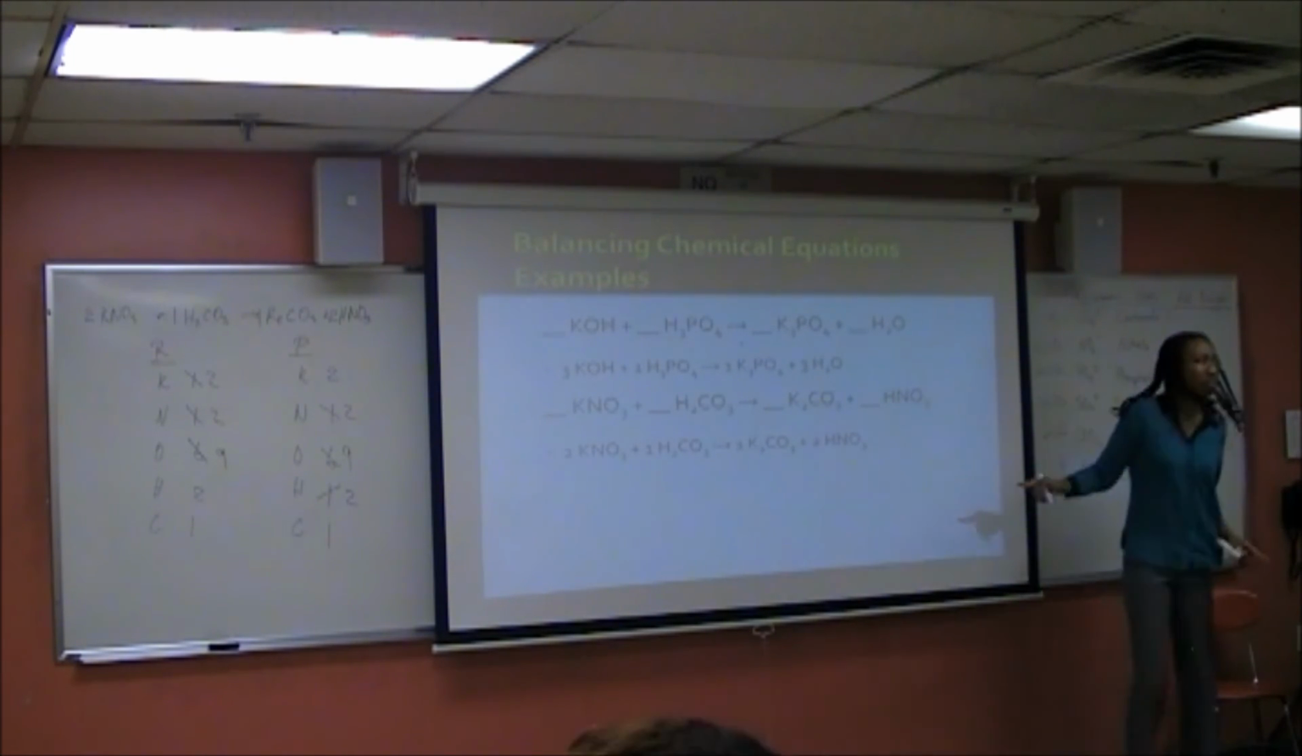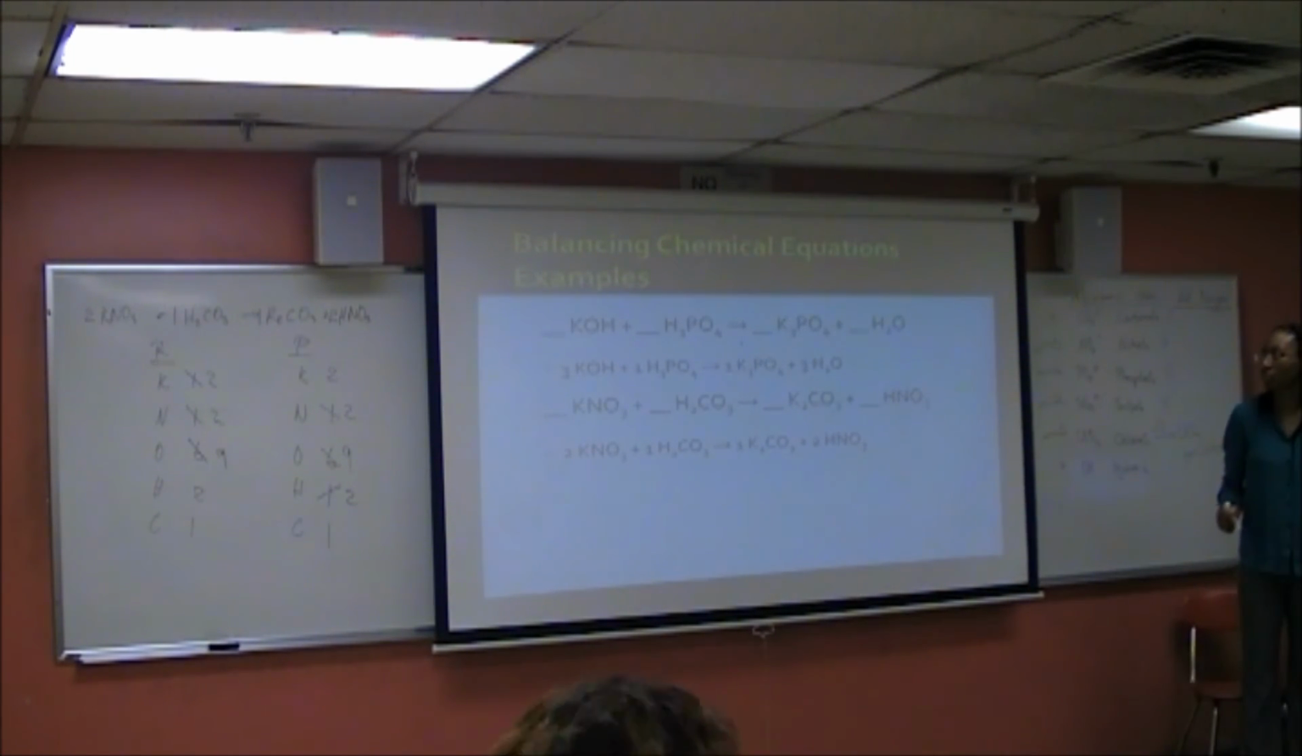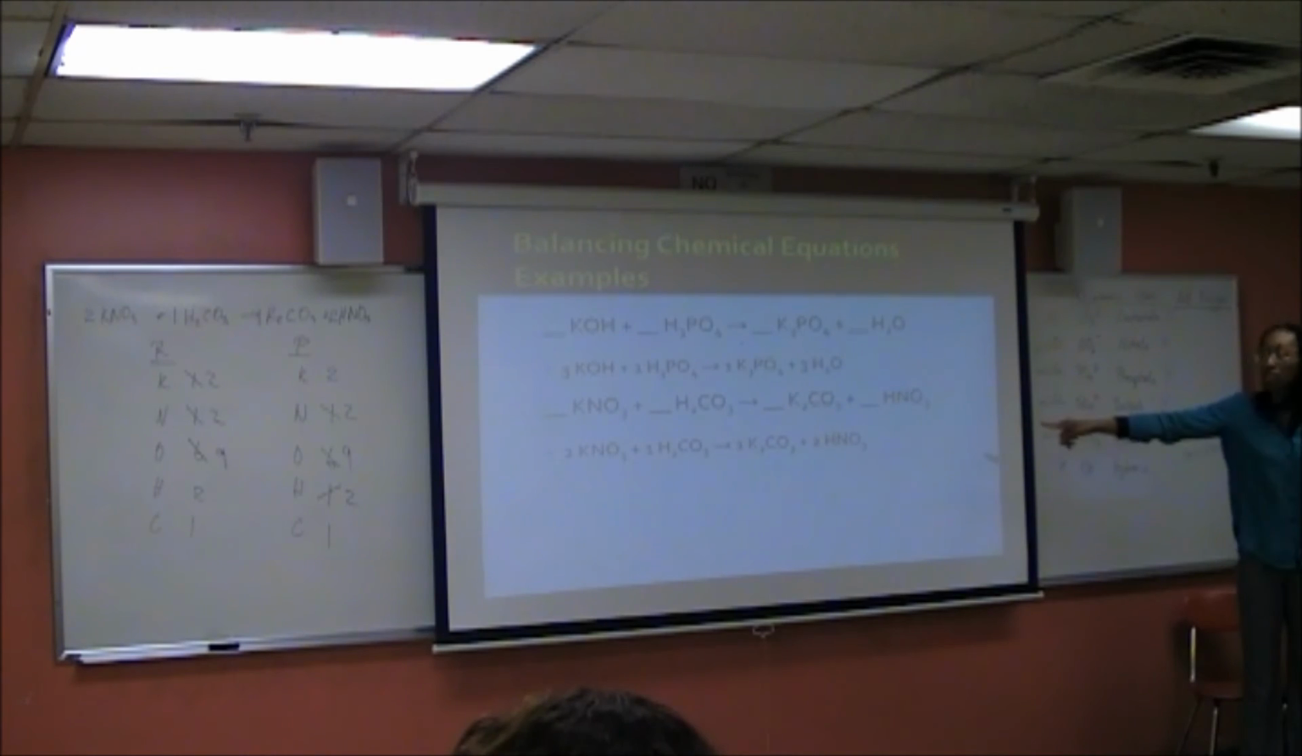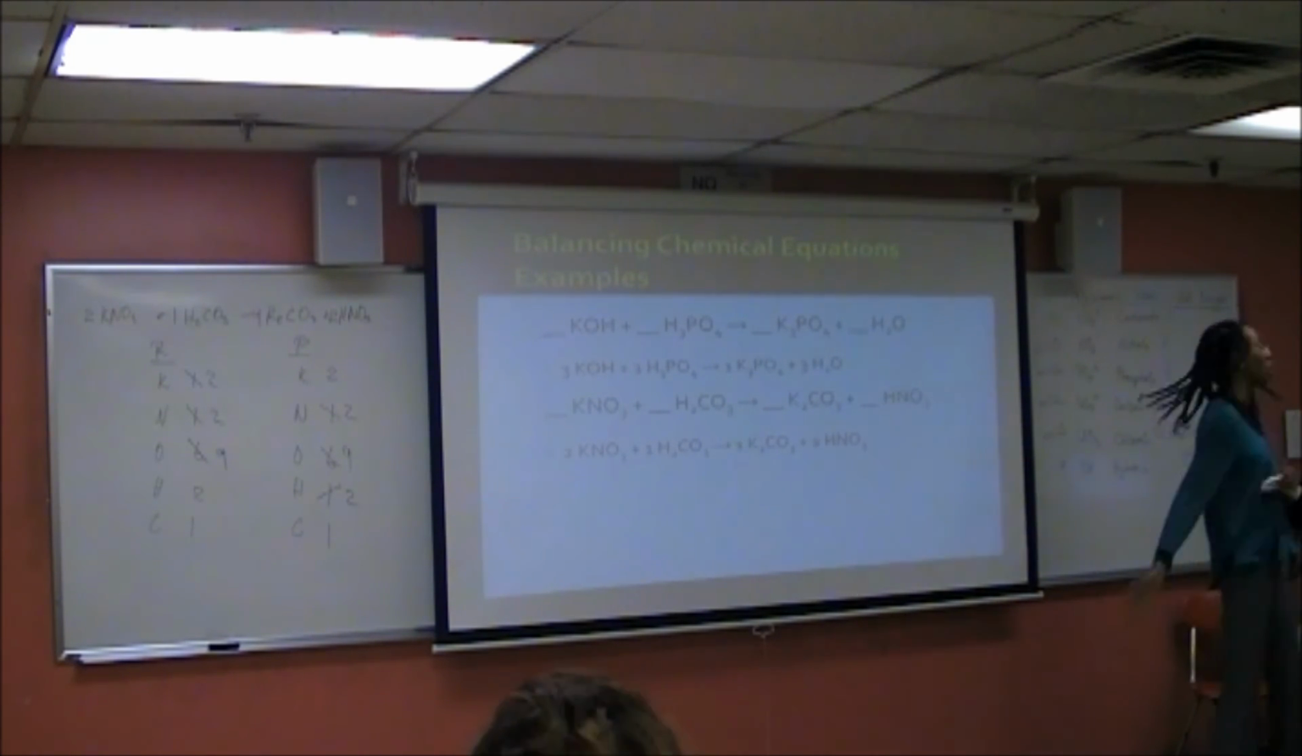Go ahead, Rana. Potassium nitrate reacts with one molecule of carbonic acid, very good, to produce potassium carbonate and molecules of nitric acid. Very good. Now you can go.